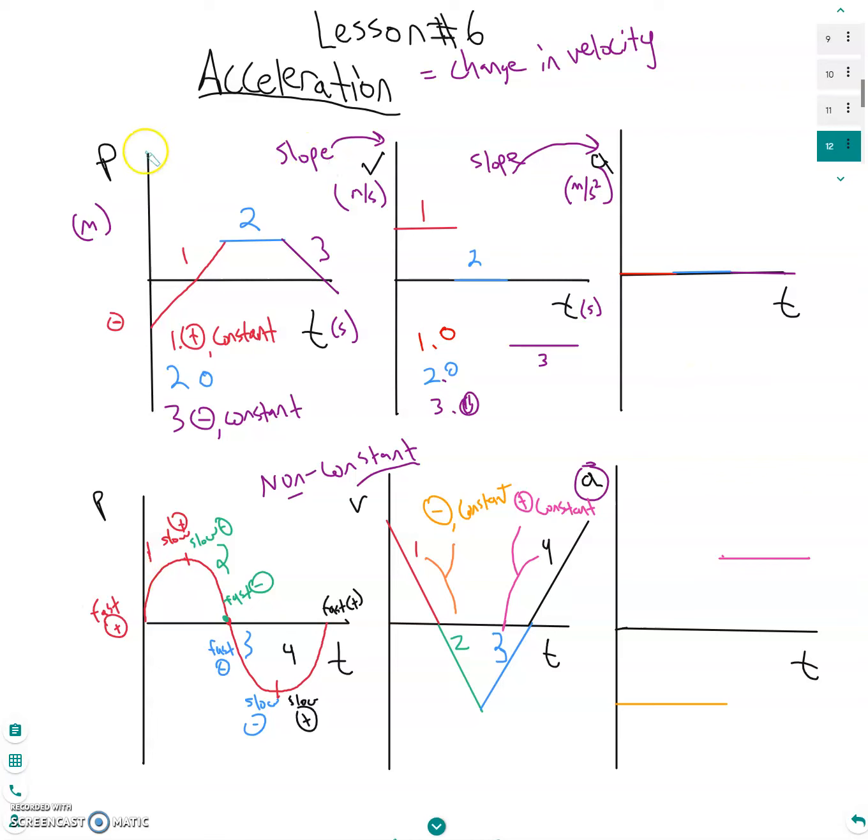So the slope of your position graph gives you velocity. The slope of your velocity graph gives you acceleration. Okay? So it sounds hard. It's actually easy. It's just a matter of using slope. If you can do this part to here, then you can do this part to here. It's easier.